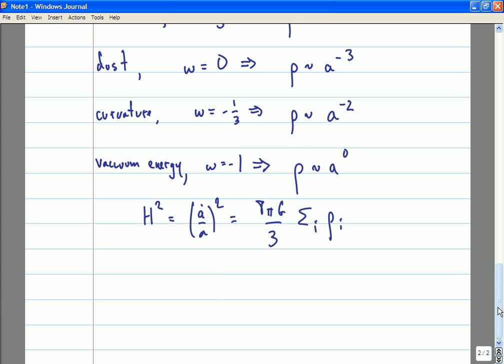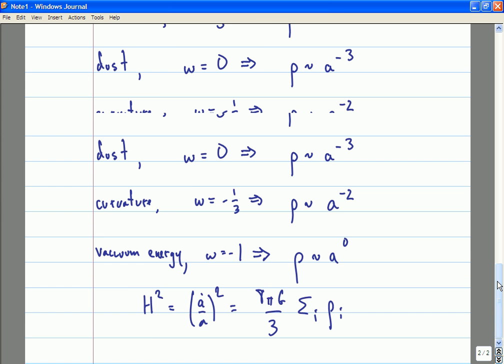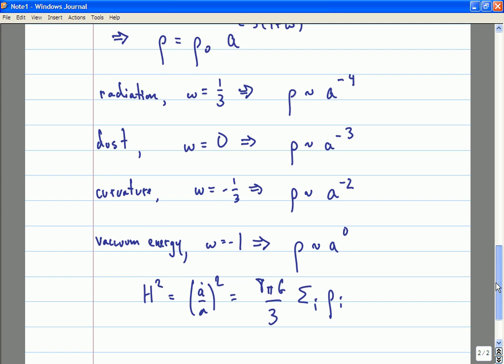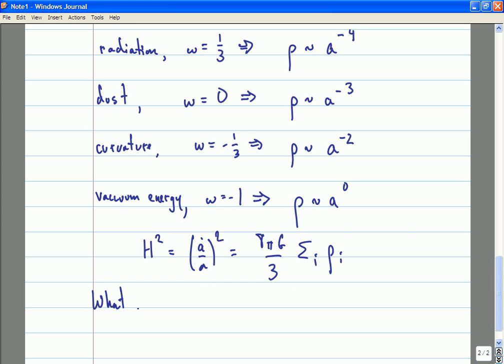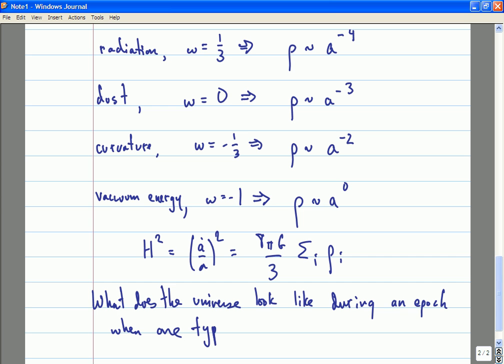So before diving into a discussion of the observations and what they tell us about the evolution of the universe, what I would like to do is just complete our discussion a little bit by asking, what does the universe look like during a period during the evolution of the universe when one phase or type of matter dominates?